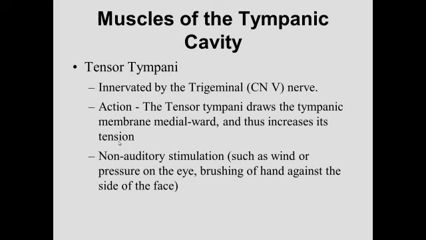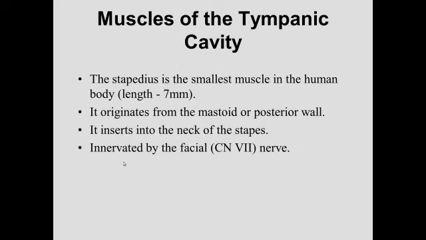Now, that's fine, but it turns out that the tensor tympani muscle also gets activated if somebody were to blow a puff of air on your eyeball or put something in your eye like a contact lens, or even brushed the side of your face with their hand, or even blew with some force on the side of your face, like on your cheek area. And so the tensor tympani muscle, although it does contract reflexively when we hear loud sounds, also contracts when a variety of non-auditory stimuli are presented to that person.